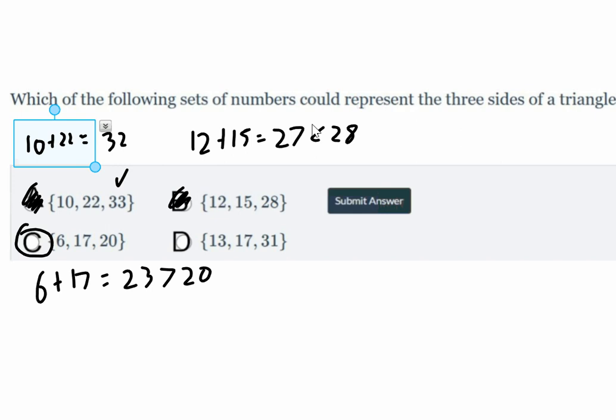There's only one right answer, so let's just check the last one. 13 plus 17 equals 30. 30 is less than 31, so this one wouldn't work, so the right answer is C.